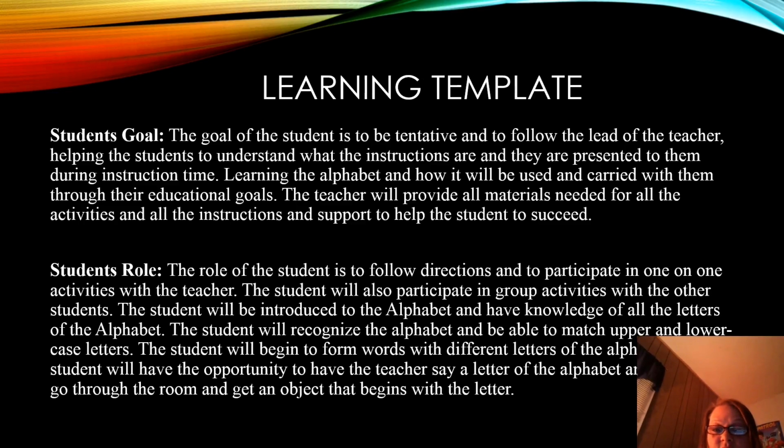Student role. The role of the student is to follow directions to participate in one-on-one activities with the teacher and the class. The student will also participate in group activities with other students. The student will be introduced to the alphabet and have knowledge of the letters of the alphabet. The student will recognize the alphabet and be able to match upper and lowercase letters. The student will begin to form words with different letters of the alphabet, and the student will have the opportunity to have the teacher say a letter of the alphabet and then go through the room and get an object that begins with that letter.